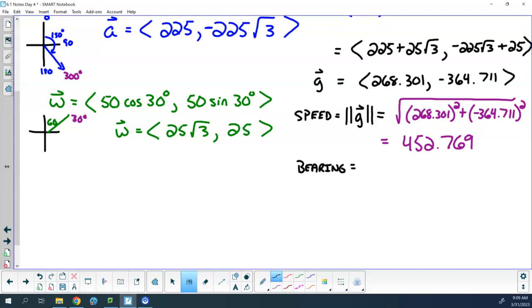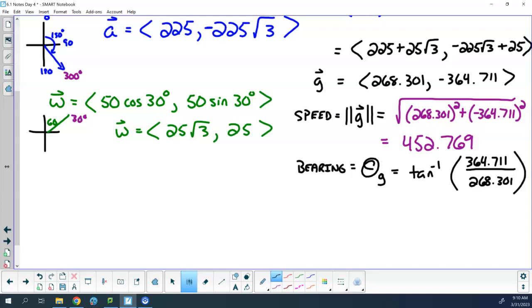Okay, so it's going to be the direction angle of, oops, I put Q, backwards G. Inverse tangent of what? Which part was on top? The horizontal or the vertical? Vertical. What do I do with that negative sign? Get rid of it. So it should just be 364.711 over 268.301.